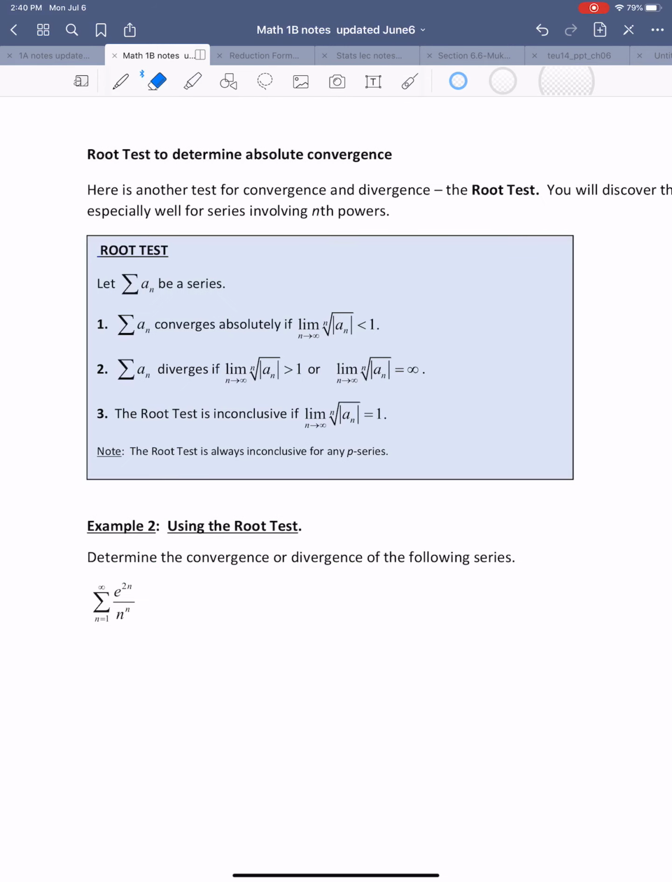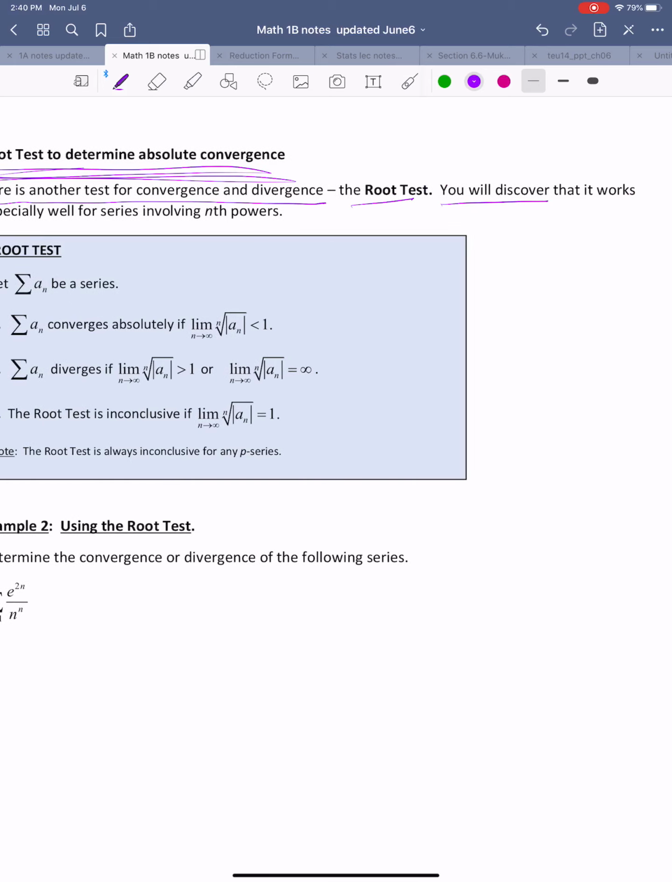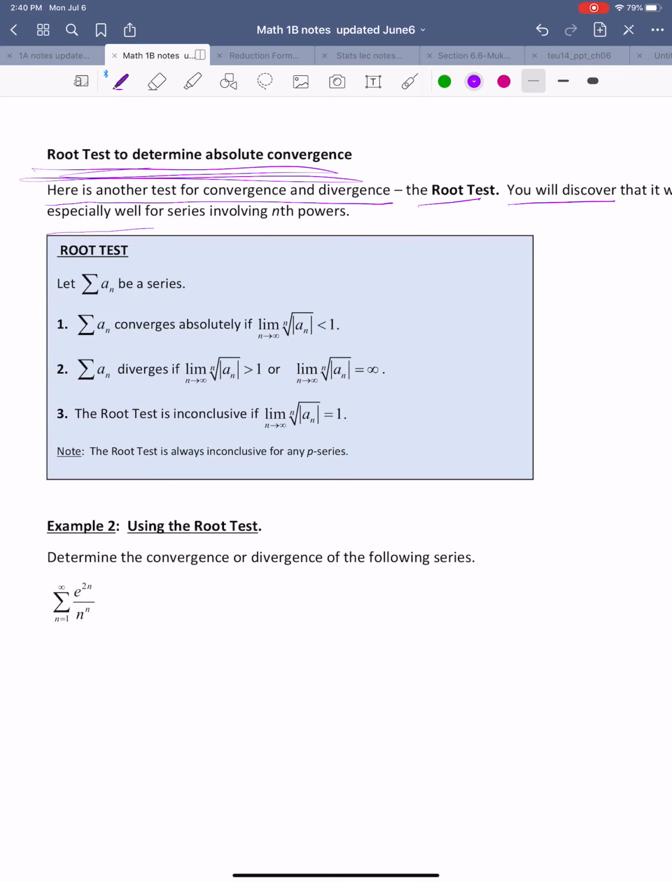Let's look at the next one. We have the root test to determine absolute convergence. Here's another test for convergence and divergence, the root test. You will discover that this works especially well for series involving nth powers. Whenever you see something to the nth power, go ahead and use the root test, because we'll be taking the nth root, and the nth power and nth root will cancel each other.